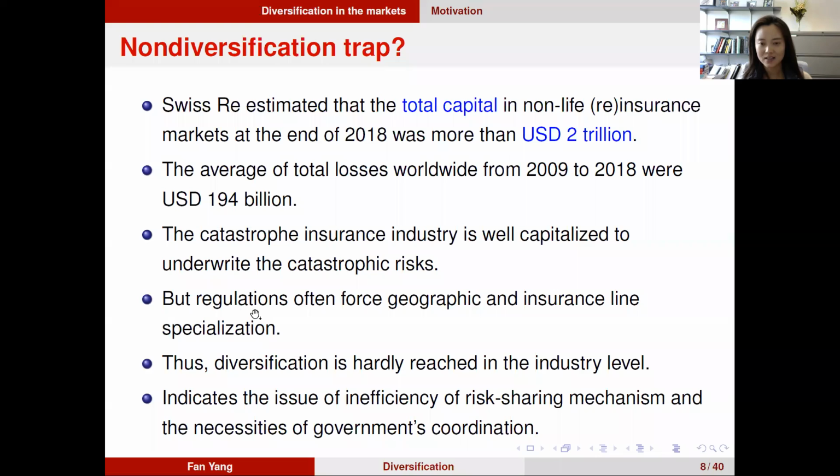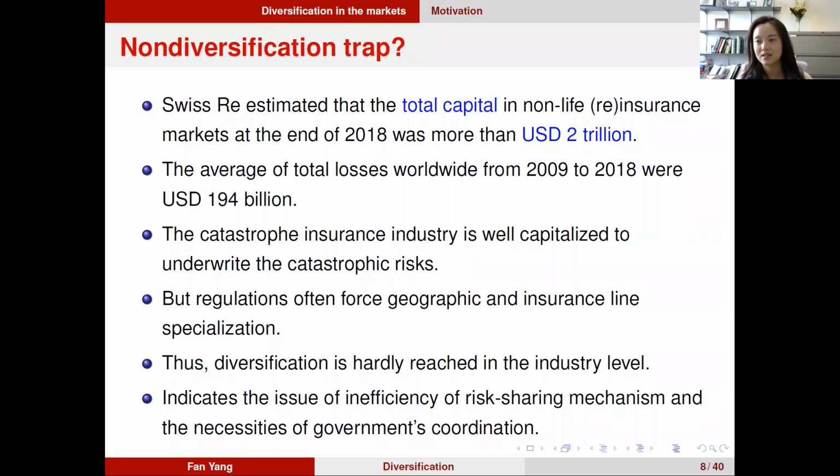And in that case, for the companies in each local state, especially in the United States, the situation is very obvious. Insurance companies will usually have a high cost to cover the catastrophe risk in their own state. So that's why diversification is hardly reached at the industry level. It always has to be undertaken by the local company. So that's why a lot of private companies do not really want to participate in the catastrophe insurance market.